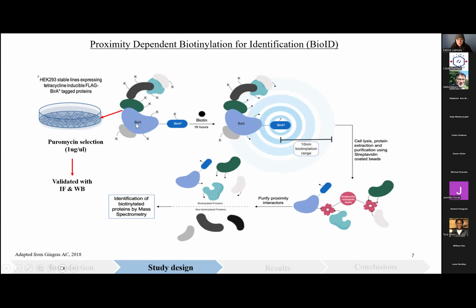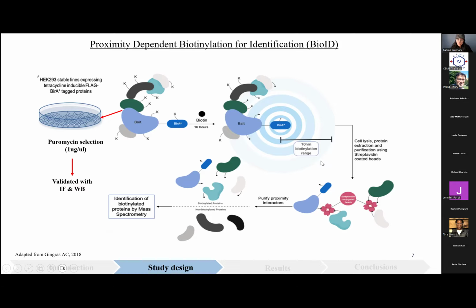In this case, it would be PC1 CTT, and then you tag it with an enzyme called BirA. Now, BirA has an affinity that in the presence of biotin, when you externally supplement the media with biotin, the BirA gets activated, and then it labels all the bunch of proteins that are found within the vicinity of your protein of interest.